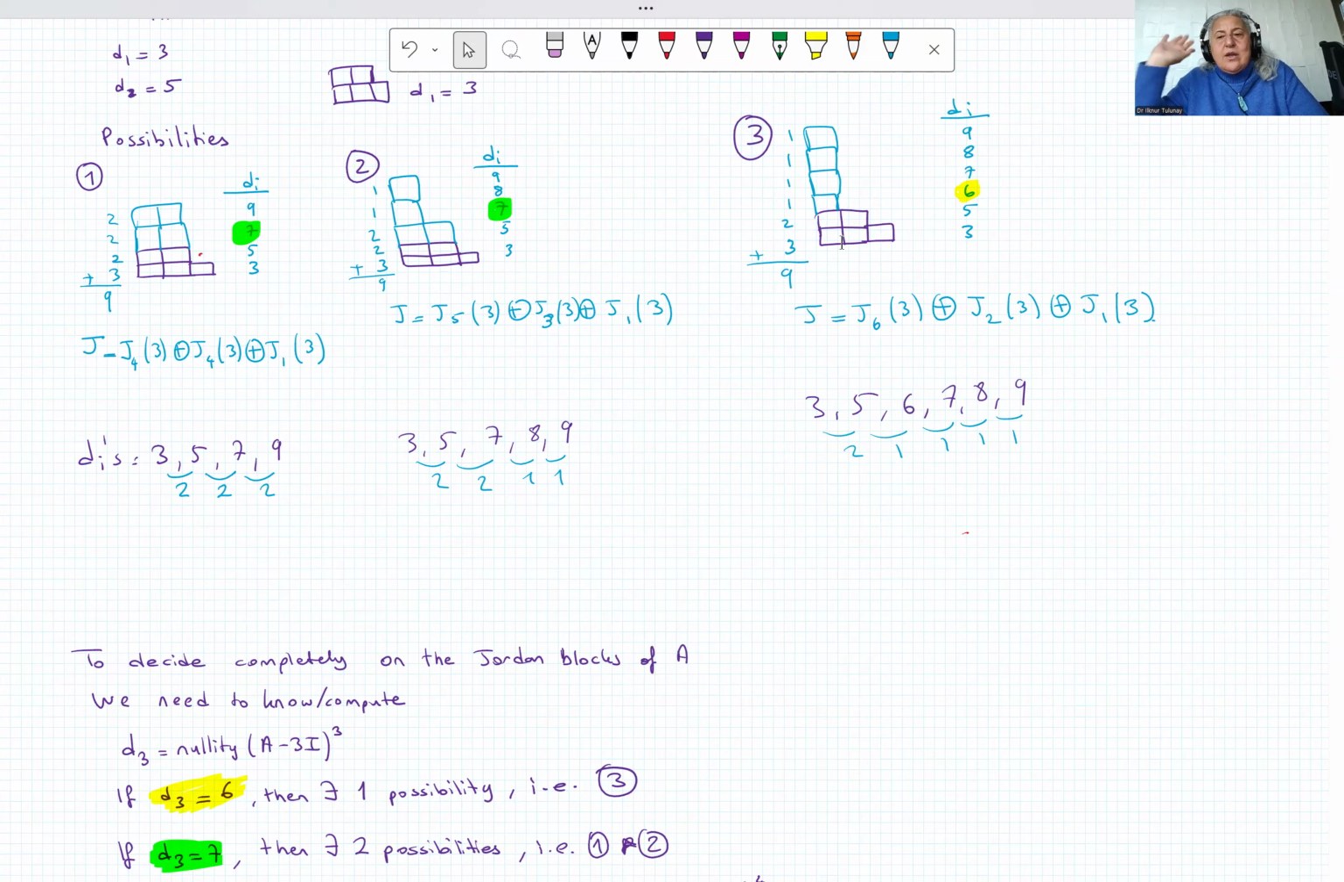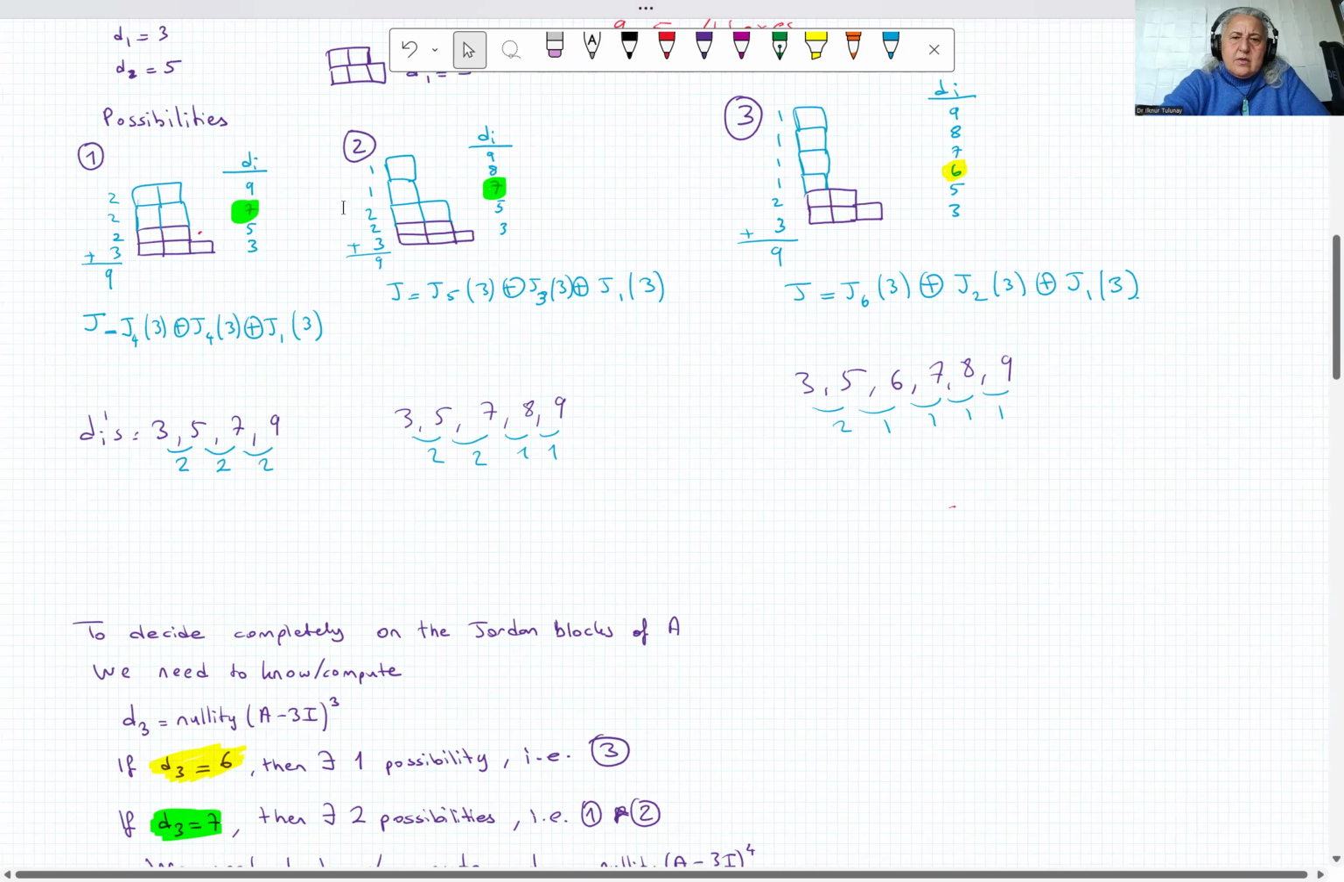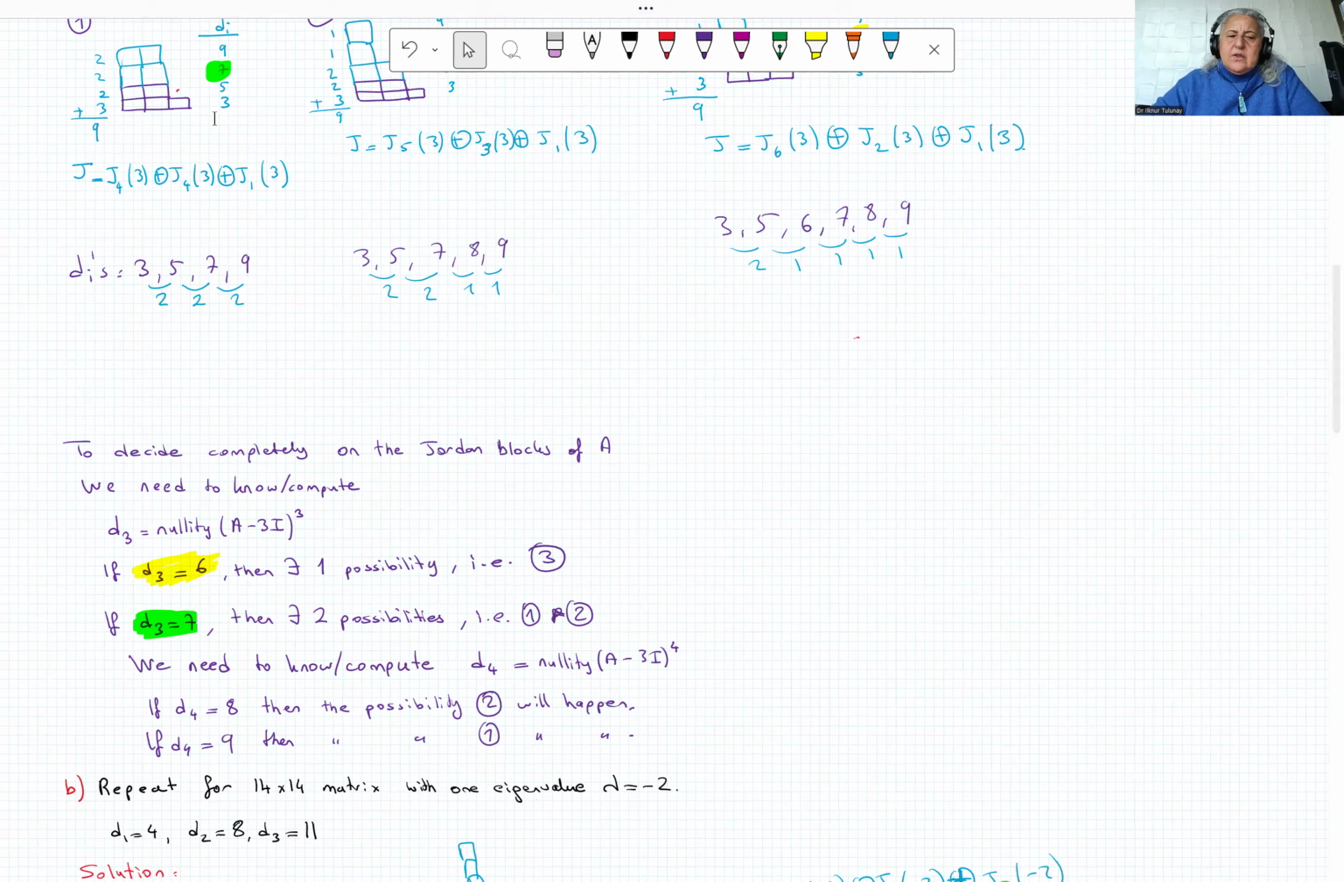Then we need to look at D4 in order to be able to figure out how it works. So if D4 is 8, then we have possibility 2. And if D4 is 9, we have the first possibility. Okay, let's do more exercises.